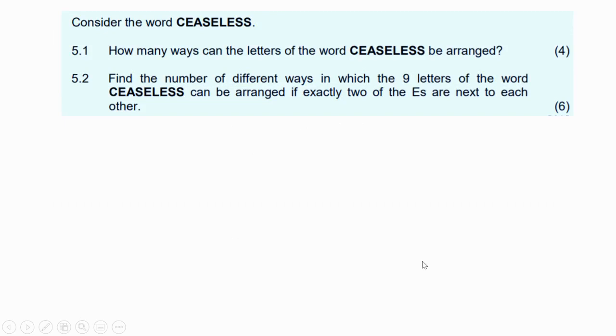Okay, this last question I've done is from last year, and it's just quite a nice question. And a lot of the candidates struggled with this question last year. So, how many ways can the letters of the word ceaseless be arranged? This is quite simple. Both of these questions could easily be asked in your paper 1. All right. So, ceaseless. So how many ways can it be arranged?